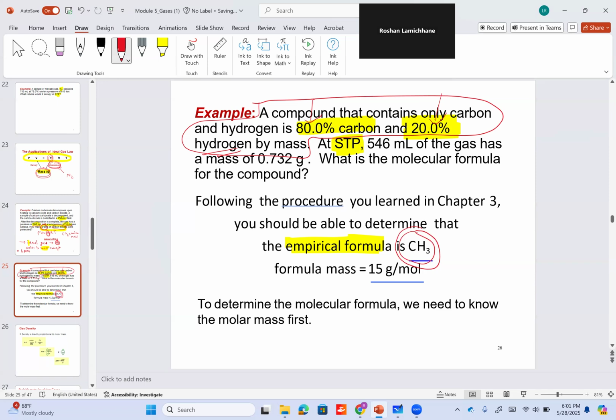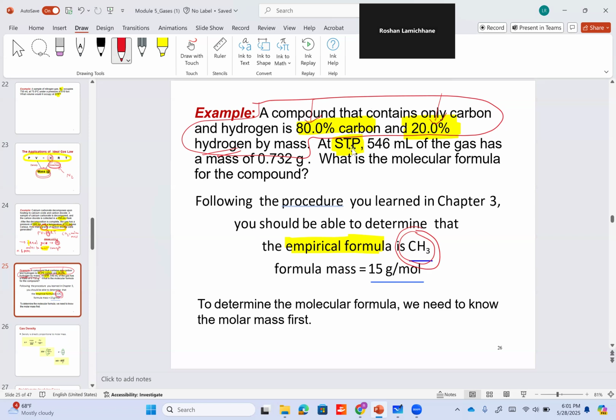All right. Then what I'm going to do is, okay, that's good. I know the empirical formula, but my question is asking me for the molecular formula of the compound. All right. So now, next thing I'm going to do is I will figure out the number of moles of this gas, because they have given me that the condition is STP, the volume is given. All right.